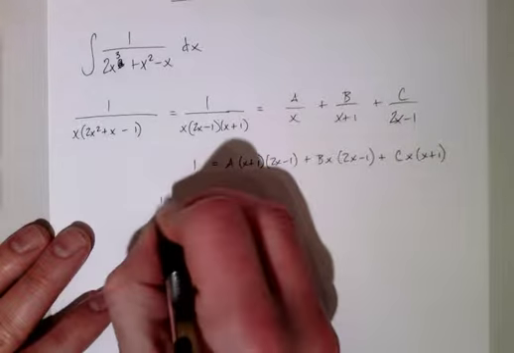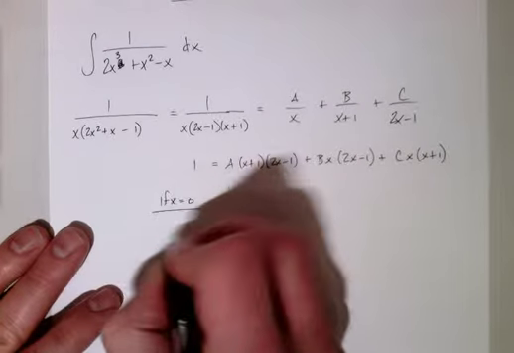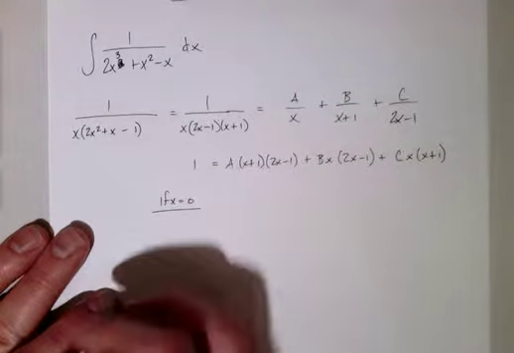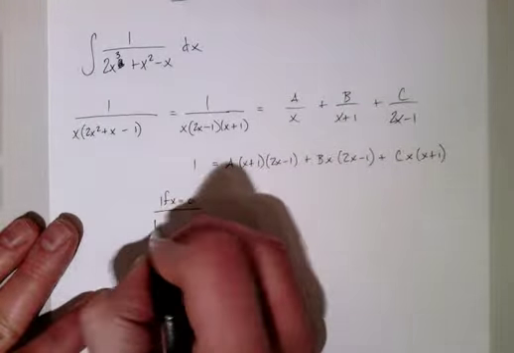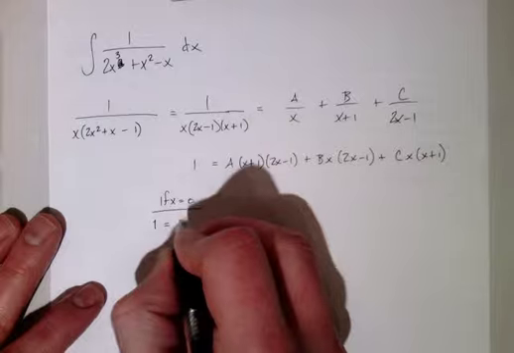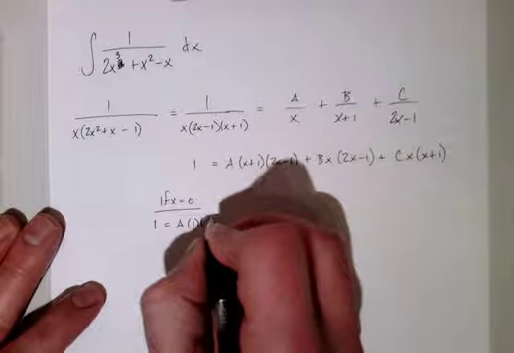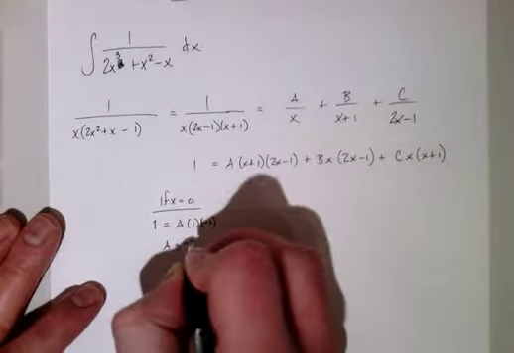And so let's say if x is equal to 0, then of course nothing happens to the left side since there's no x to actually plug in for. The left side's always going to be 1. And we wind up getting a times 1 times negative 1, so a is equal to negative 1.